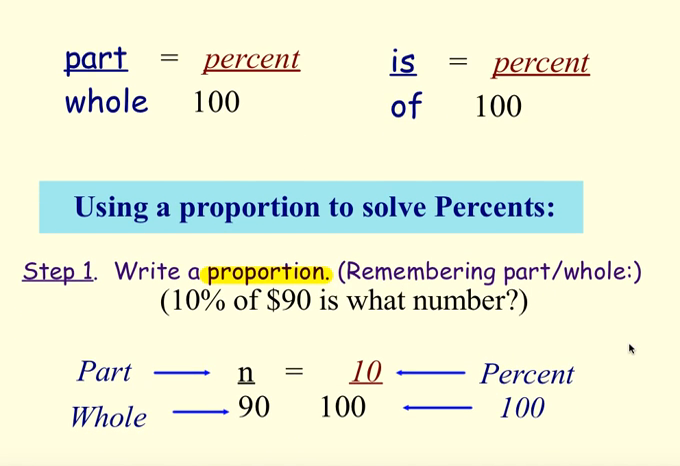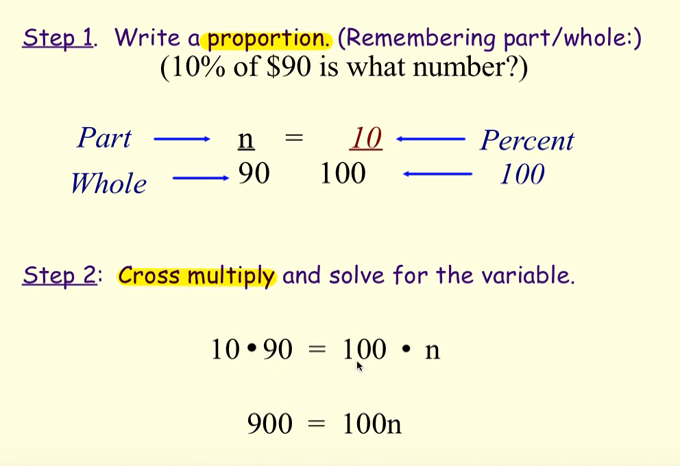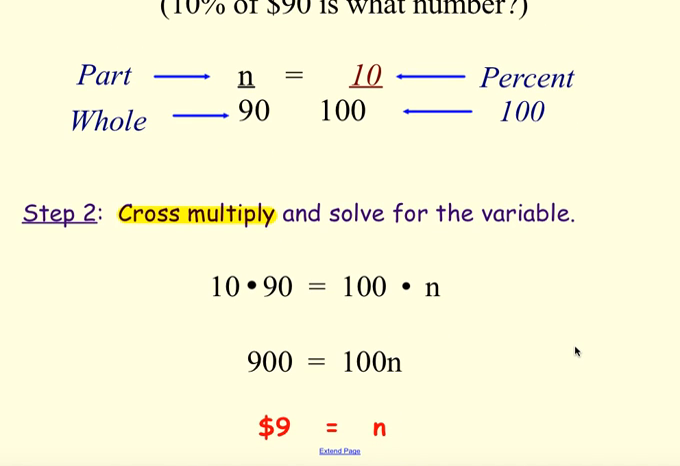10% of $90. Maybe you're going to save 10% today. Is it worth it going to this store? Well, as you set up your proportion, you're always going to put the 10 over 100. Your part is, I don't know, and your whole is 90. So when you cross multiply, you're going to get 900 equals 100, and when you divide, you're going to get $9. Now that method's going to work every single time.